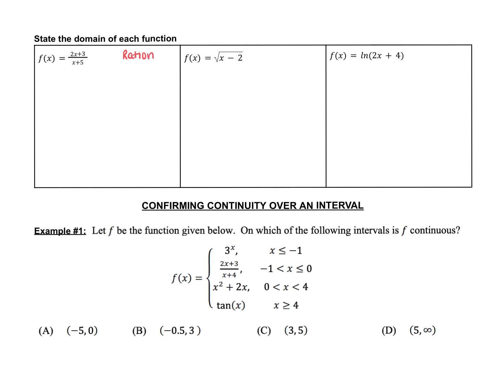And we know the domain of rational functions is all real numbers. So this is the symbol for all reals. So all real numbers except for where it's undefined. So we have to find where it's undefined. So if you remember, undefined is when we set the denominator equal to 0 and solve.